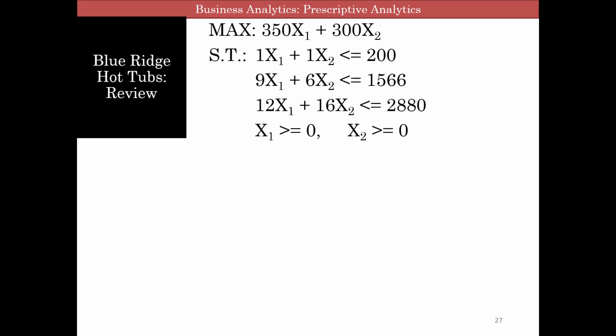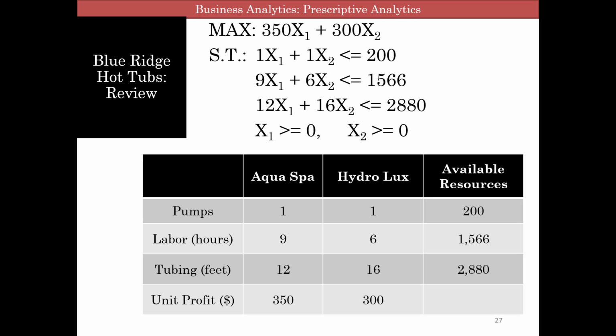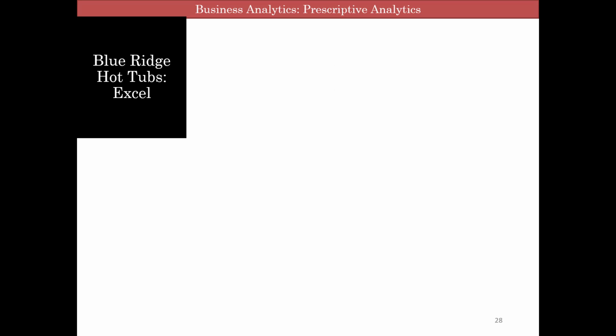So let's do the review. Here is the model, right? And here are the aqua spas and hydrolux. Here's the setup. Now we're going to talk about how we're going to set it up in Excel. I'll first show you in PowerPoint, and then I'll actually do it step by step in Excel. So the first thing you have to do is to take this mathematical model and write it down. Have it on a piece of paper, or if you have a snapshot of it, you need to have this mathematical model always with you, all right?